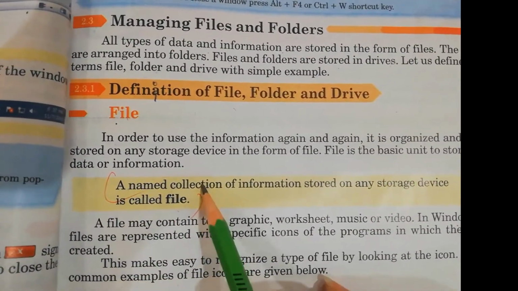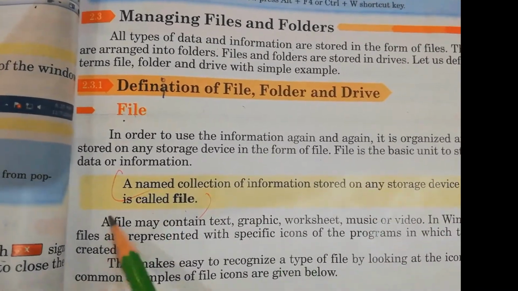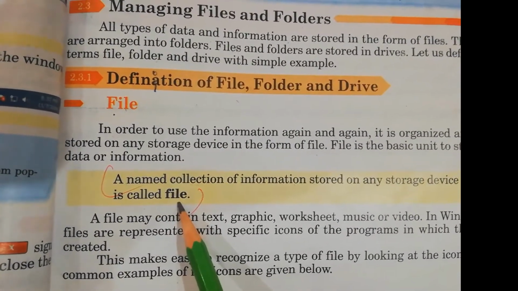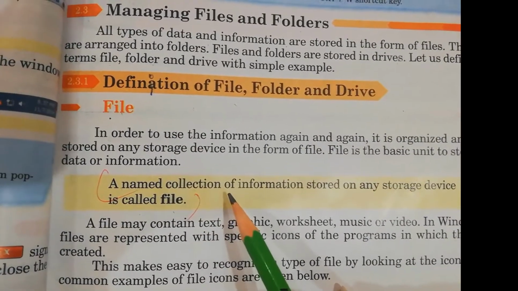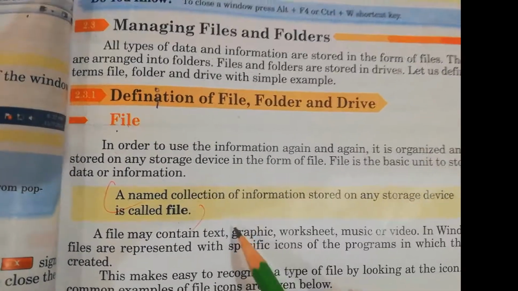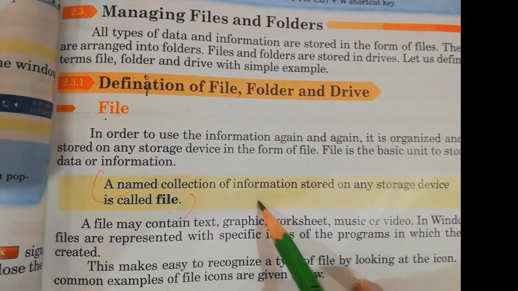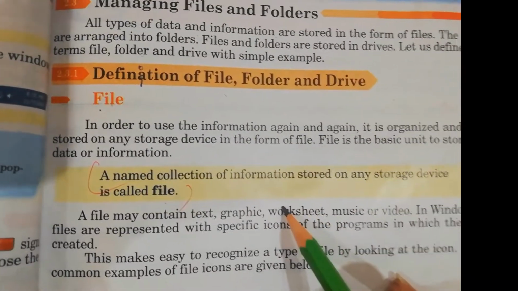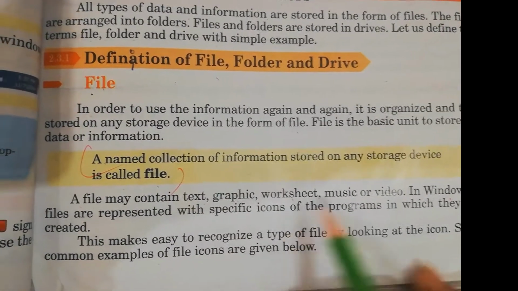A named collection of information stored on any storage device is called a file. A file is an object on the computer that stores data, information, settings or commands used within a computer program. In a graphical user interface such as Microsoft Windows, files display as icons that relate to the program that opens the file. And a file may contain text, graphic, worksheet, music.